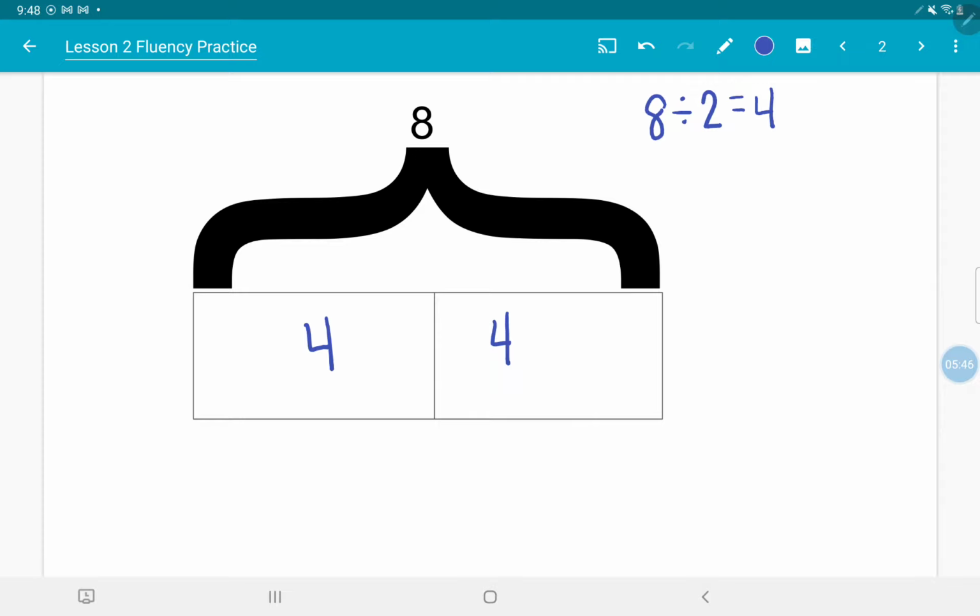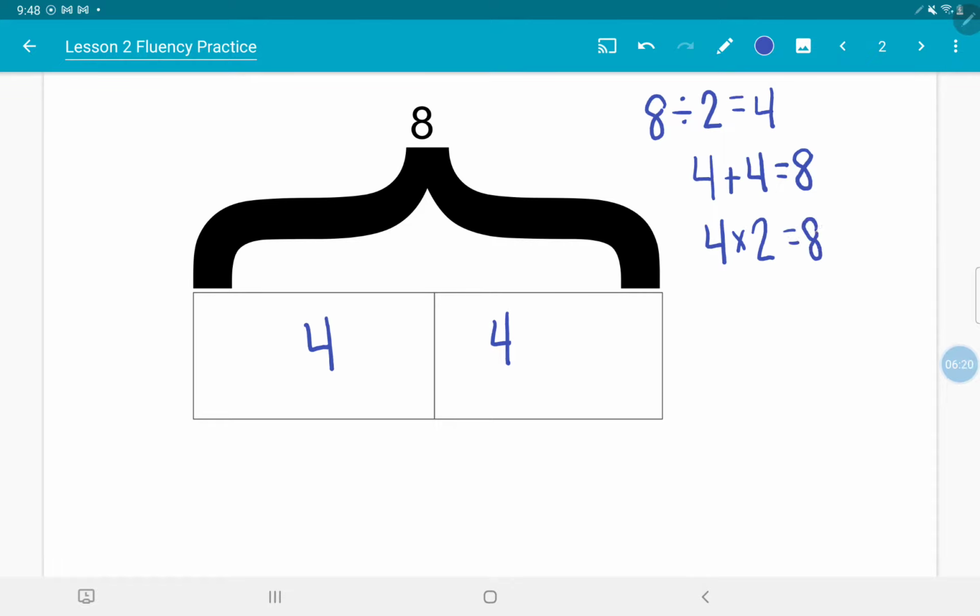How did you write that as repeated addition, Amy? 4 plus 4 equals what? 8. Very good. I had one part that had a value of 4, plus another part with a value of 4. And if we total those up, the sum is 8. What was your multiplication equation, Harper? 4 times 2 equals 8. Perfect. 4 times 2 equals 8.